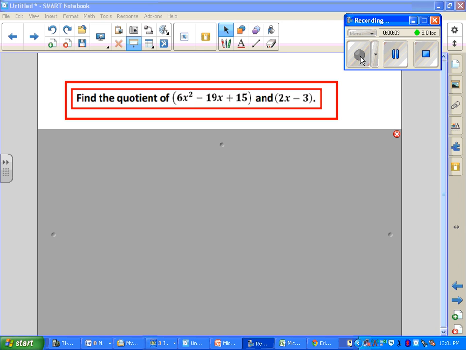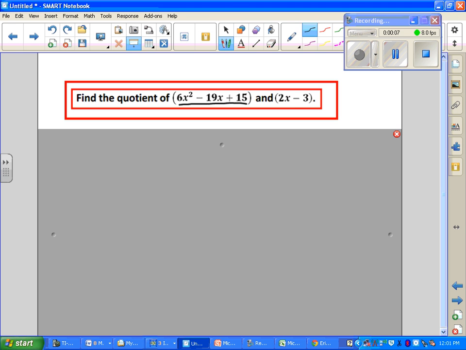All right, we talked about dividing a polynomial by a binomial in class today. Here are the problems that we went over in class. I'll go over them with you again in case you get stuck. The word quotient tells you that you're dividing, so don't freak out.